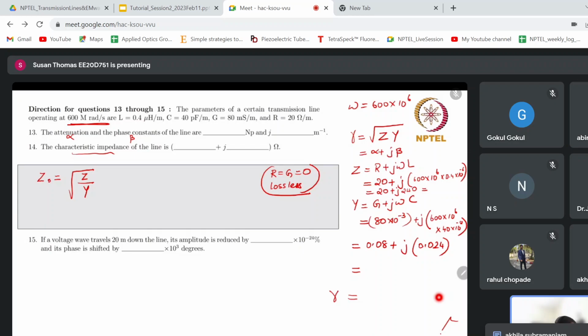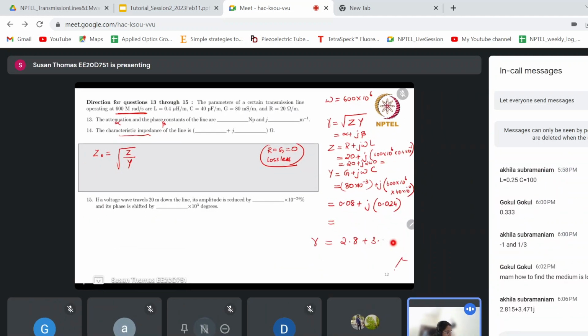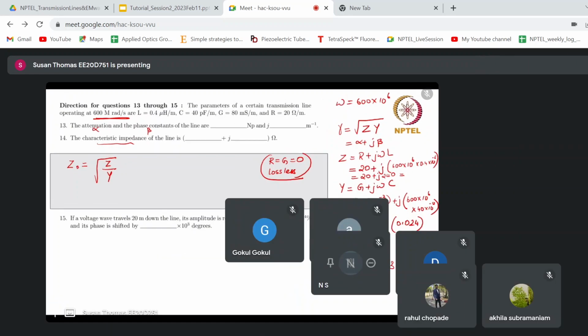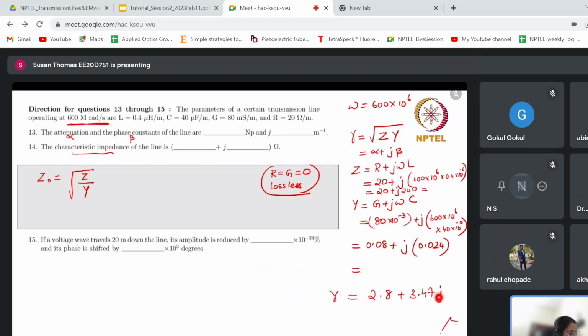So some answer is coming, 2.8 plus 3.47. So Akila, I believe that is gamma, reflection coefficient. 2.8 plus 3.47 j. Okay, so she's giving the final answer of gamma. So I hope this is clear. If somebody is having a doubt, I can just quickly write.